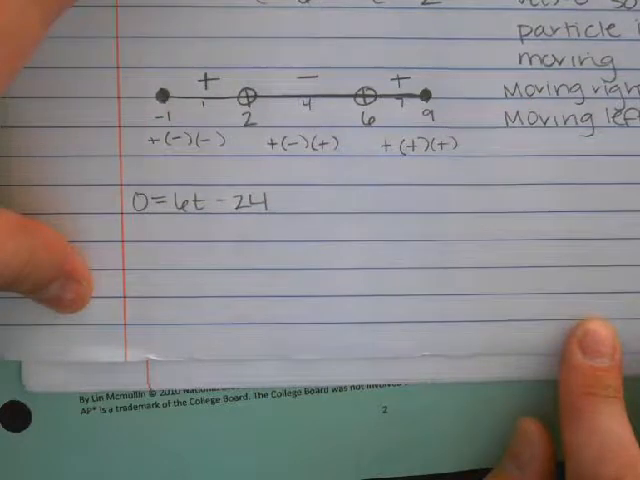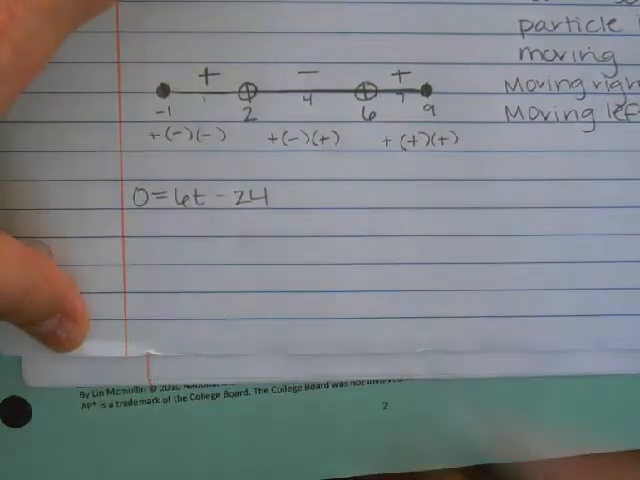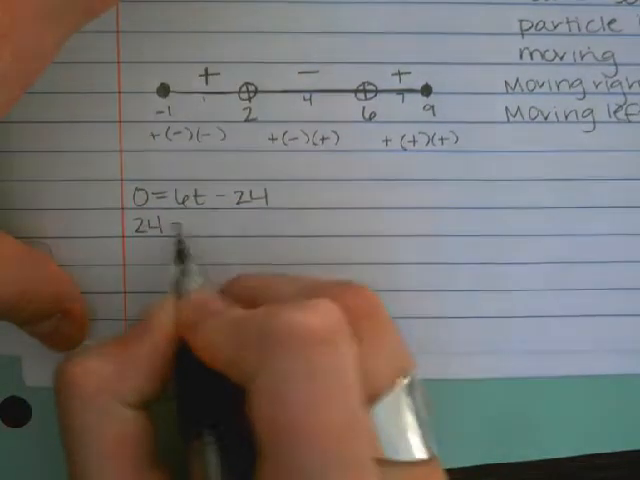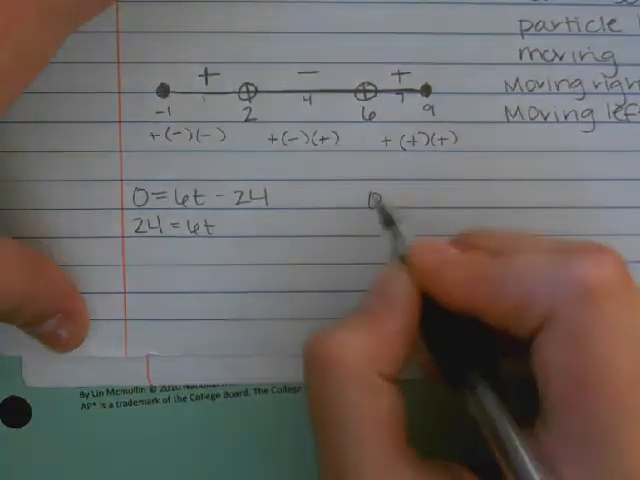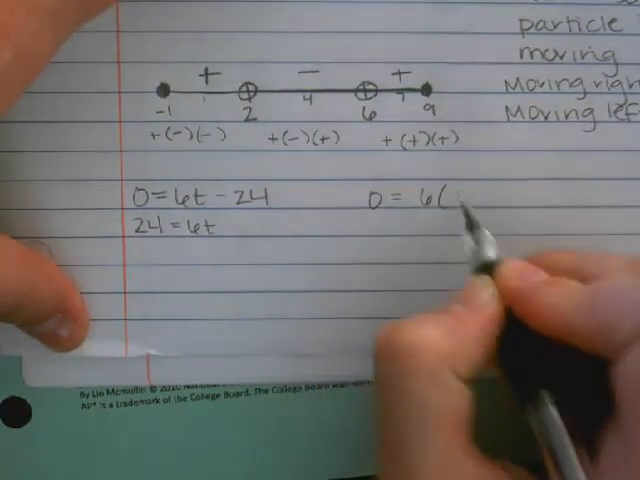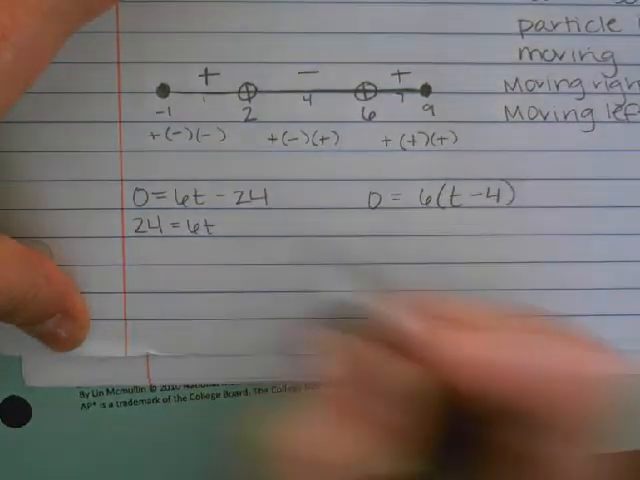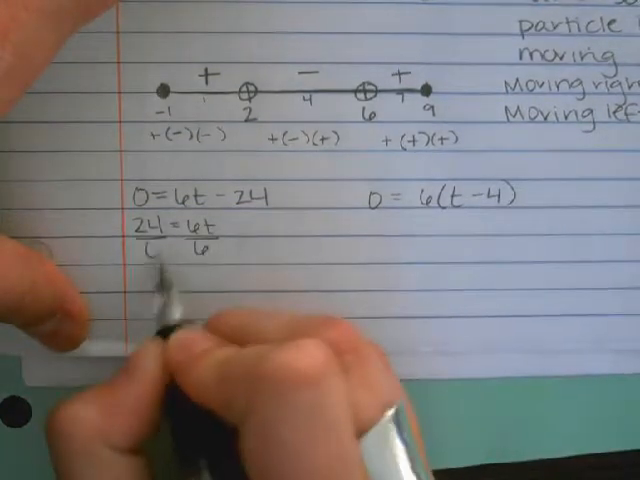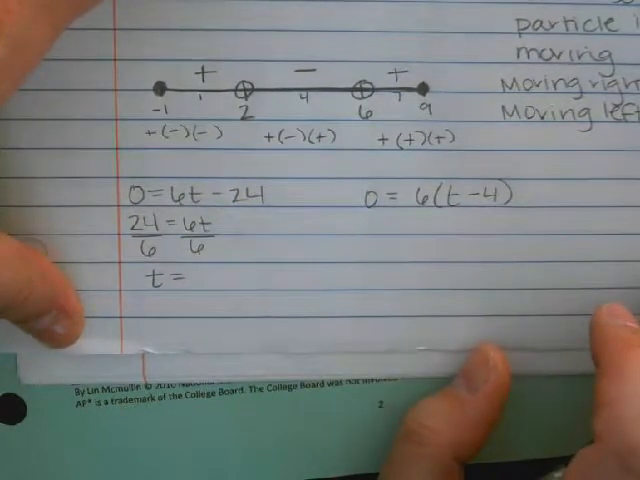So how do we solve that? Plus 24. So you can do it two ways. You can add the 24 to the other side and say 6t equals 24. Or you can factor it just like you did with the other one. Take out a 6 and then you have t minus 4. Or over here you could divide by 6.